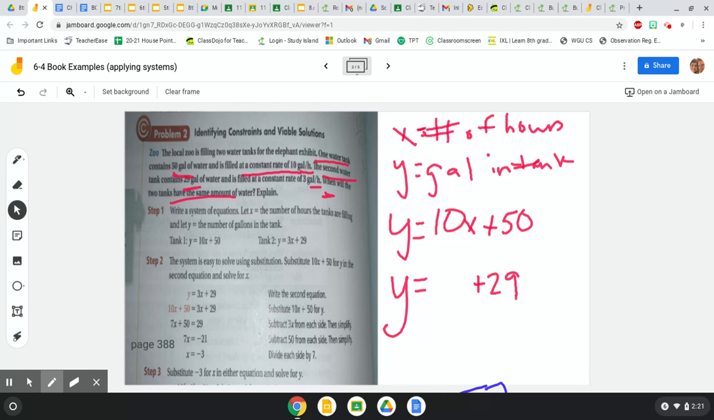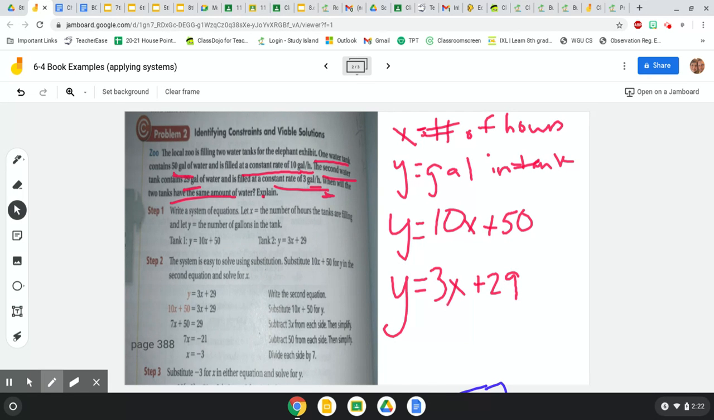And then this one's going at a constant rate of 3 gallons per hour. So that's 3x, because x again is the hours. Okay, so now that I have my two tanks represented, I can see when those tanks are going to have the same amount of water. So at this point, I'm going to have you pause and go ahead and solve.